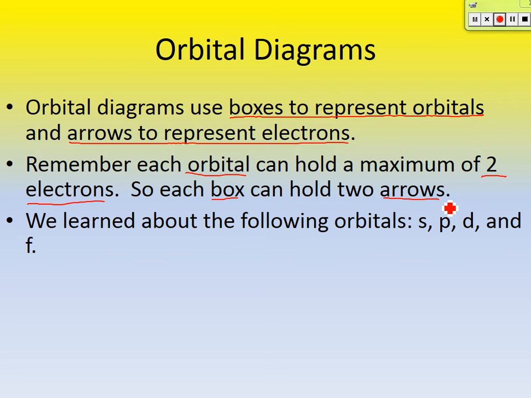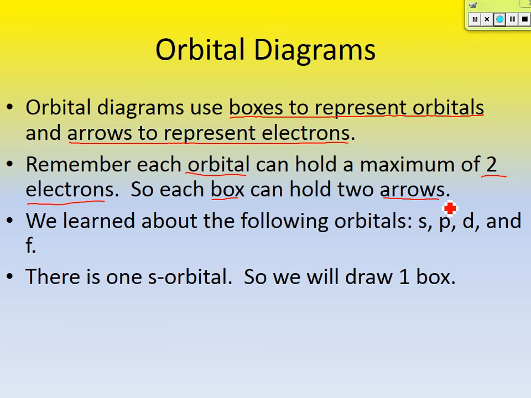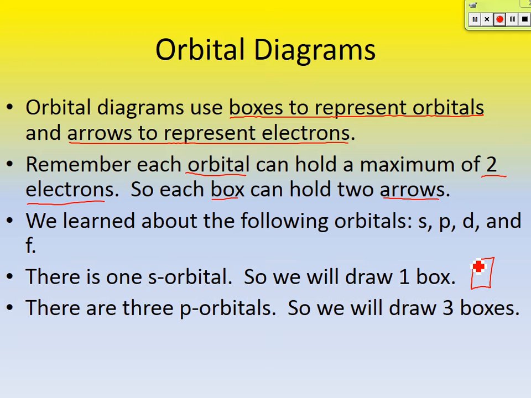Okay, we learned about the following orbitals. We learned about S, about P, about D orbitals, and F orbitals. There is one S orbital, so we will draw one box. Here's how I draw the S orbital, just with one box. There are 3 P orbitals, so we draw 3 boxes. Here's how I do it. I just make a rectangle and then divide it into 3 boxes. So you have 3 boxes there.